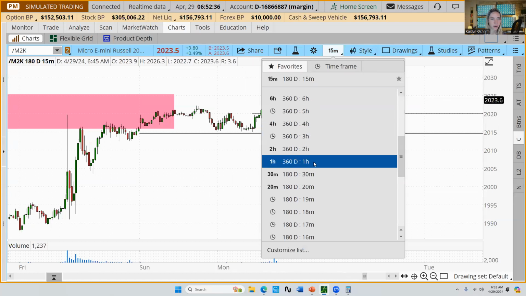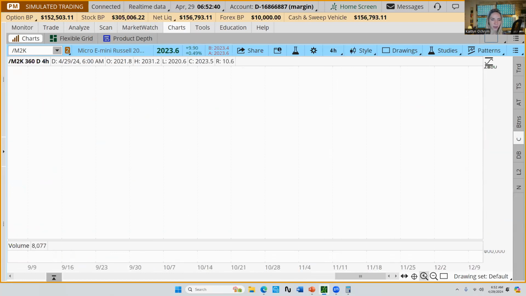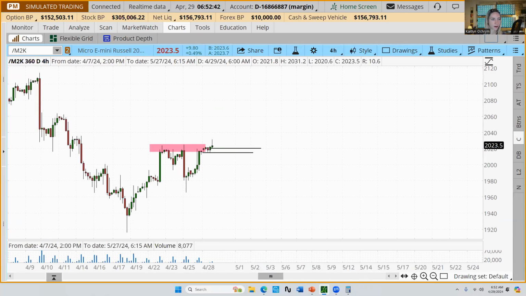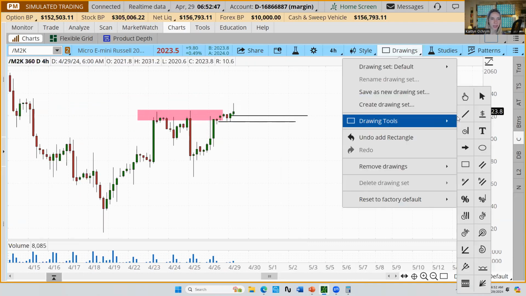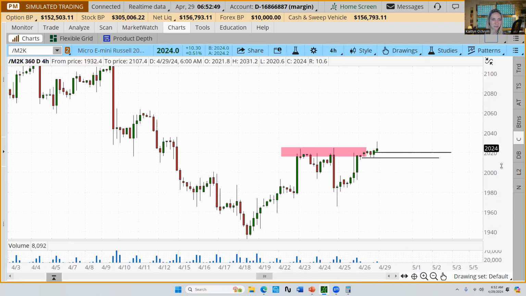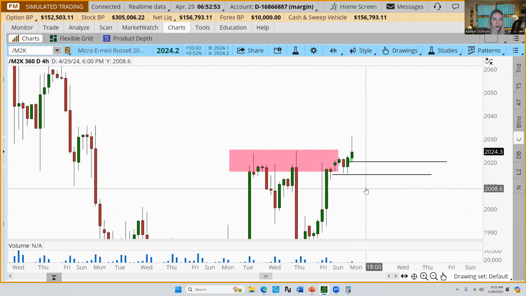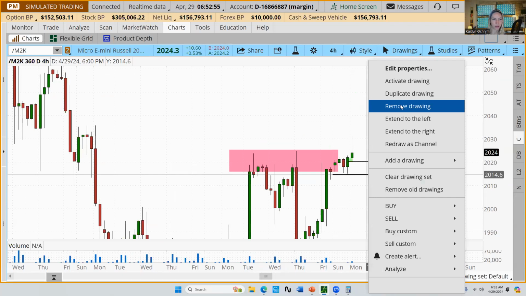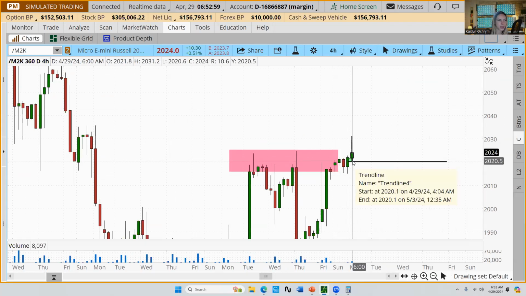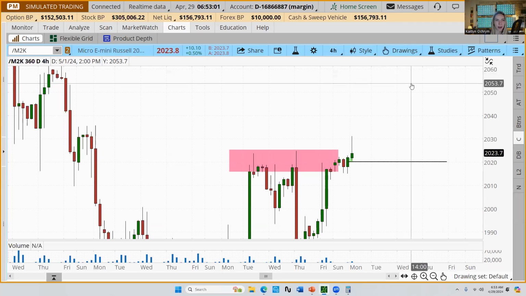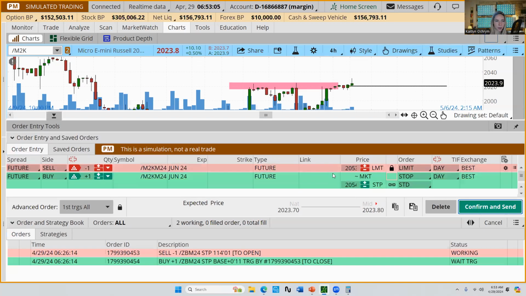You can either stay on the 15-minute or you can go back out to the higher time frame, whichever you prefer. But let's set it up on the 4-hour. Keep it clean and easy to see. Short entry below that wick over wick for the reversal. Going to be below 2020.5. Sell custom with stop.